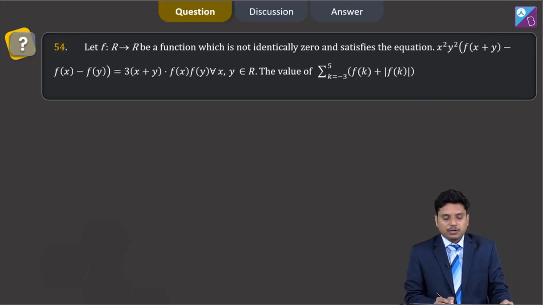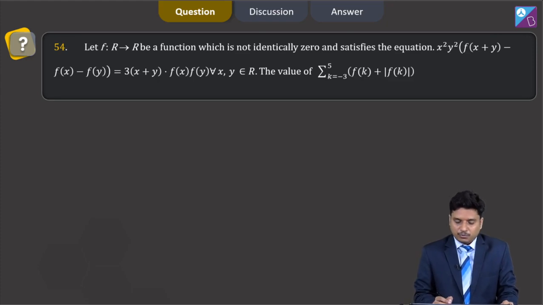Question number 54 comes from functions, or you can say differentiability, but here a function is used. Here we are given x square y square f of x plus y minus fx minus fy is equal to 3 into x plus y fx into fy for all x, y belonging to R. Then we have to find the value of the sum of fk plus mod of fk, where k varies from minus 3 to 5. So first of all, we should try to find out the function fx.